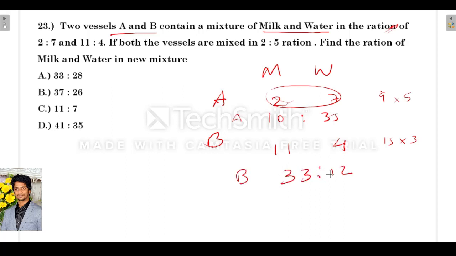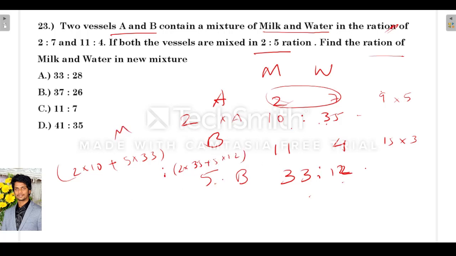So the overall ratio is the same, I'm just changing it into similar sums. 10 plus 35 is 45, this is 45. Now they are telling both vessels are mixed in the ratio of 2:5. So this is 2, this is 5. Find the ratio of milk and water in the new mixture. It is just simple. So the new ratio will be 2 into 10 plus 5 into 33 is to 2 into 35 plus 5 into 12. This is milk and this is water.